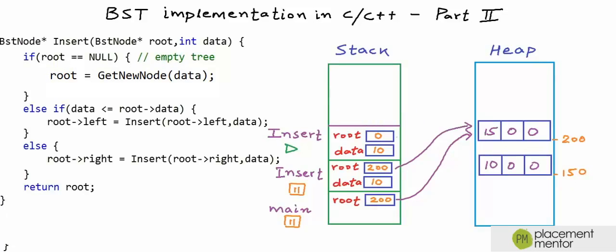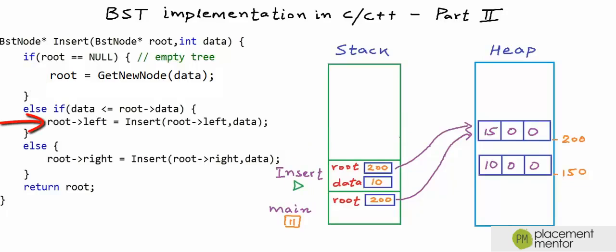Execution of this call to insert will resume at this line. Return of get new node will be set here, and now this call to insert will return address 150 and finish. Insert below will resume at this line, and now in this insert call, left child of this node at address 200 will be set as return of the previous insert call, which is 150. So now these two nodes are linked, and finally this insert call will finish.